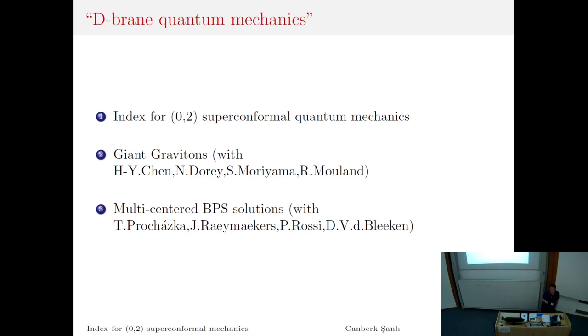That is the framework of giant gravitons. And the second motivation comes from the multi-centered BPS solutions. What is common in these two frameworks is that in both of them, one expects to get, at low energies, an effective low energy description that is given by (0,2) supersymmetric quantum mechanics.